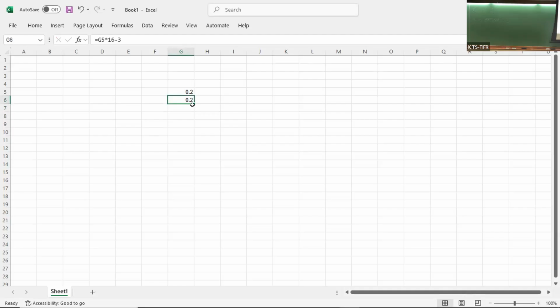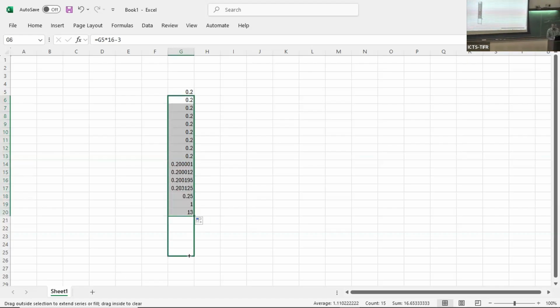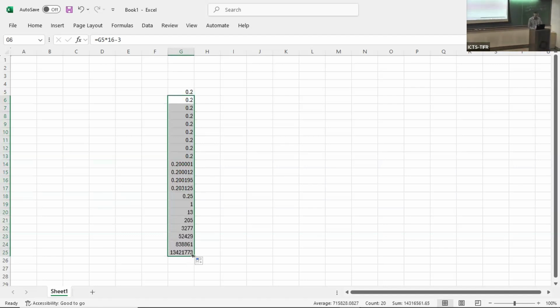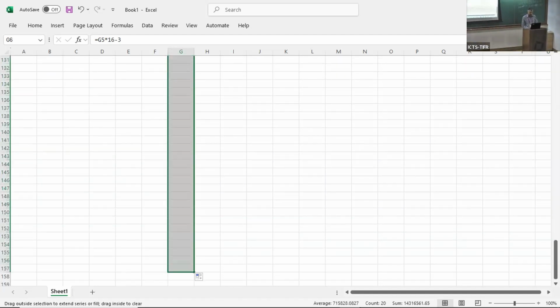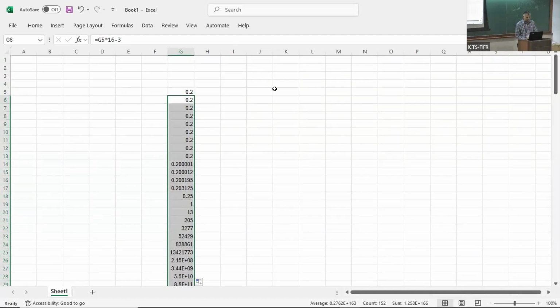Now let me just drag this. The question to all of you is, what will happen if I keep dragging this? Do you expect anything funny to happen? It's just a linear equation, right? I'm just doing x naught times 16 minus 3. It's a simple linear equation, so nothing should happen, right? Apparently. But let's see if that's the case. Interesting, right? It explodes. You can keep dragging it and it becomes more than the number of atoms in the universe and all that stuff.